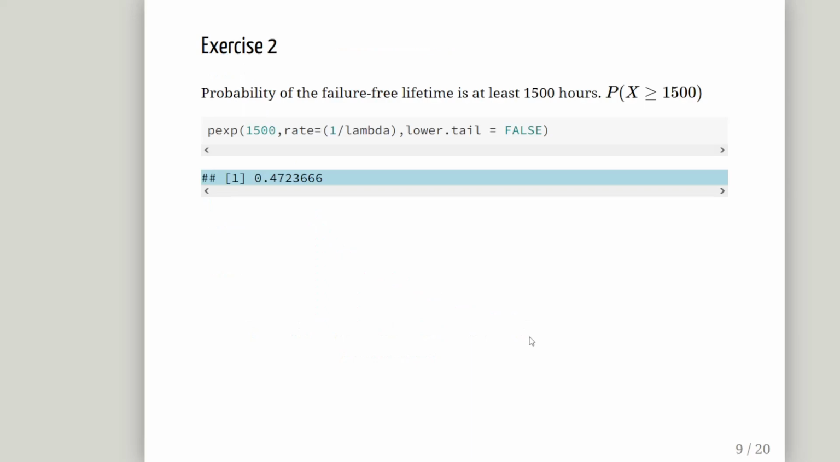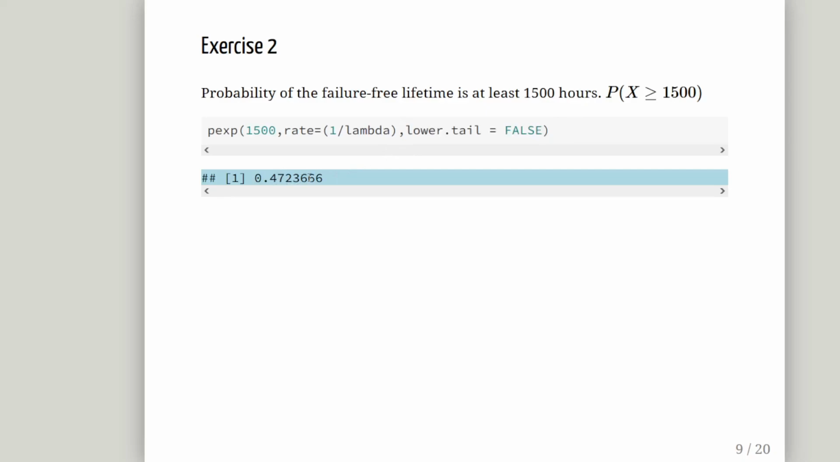So exercise two: the probability that failure-free lifetimes is at least 1,500. This is very similar to what I've just done previously. The only thing I'm going to do differently is use this argument here, lower.tail equals FALSE, which is to say upper tail, and it specifies the probability of X greater than some value. This is very specific to continuous distributions. It will work for discrete distributions, but be careful with it. Have a look at videos where I deal with this and mention it, because it has implications about the sample points that you're talking about. Anyway, just be careful with it with discrete distributions.